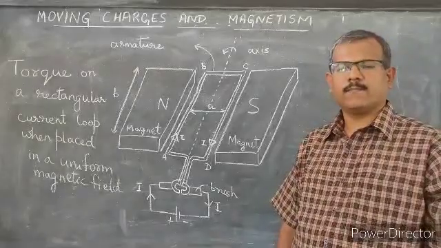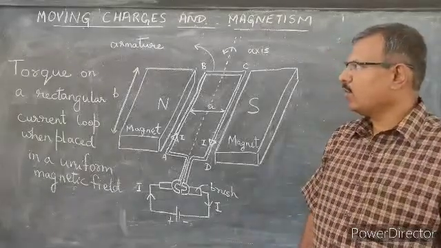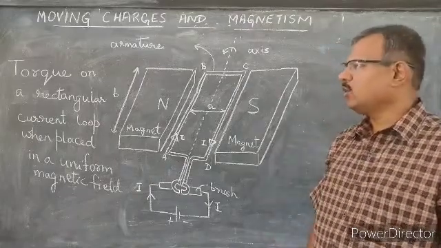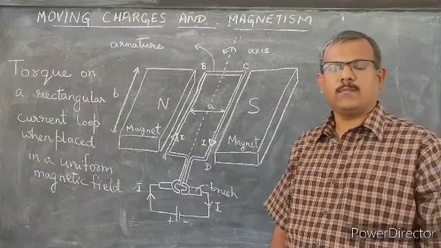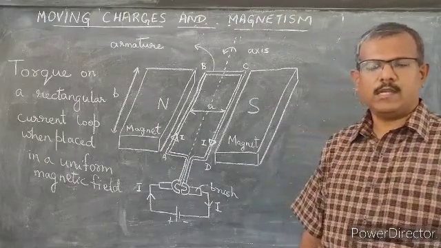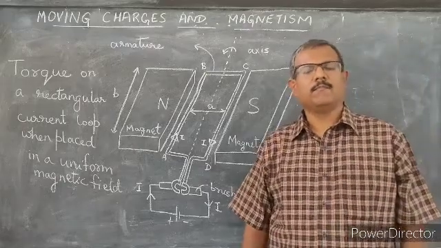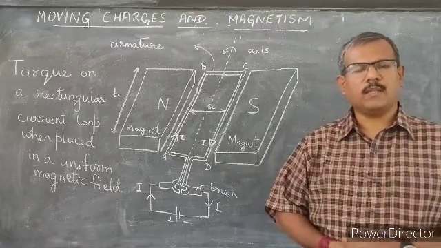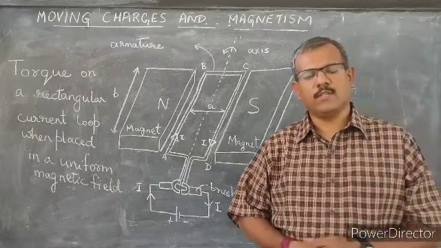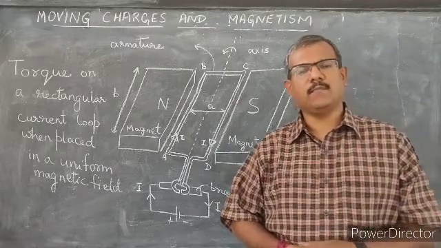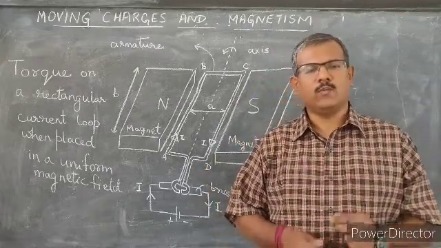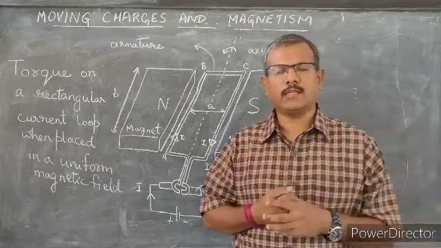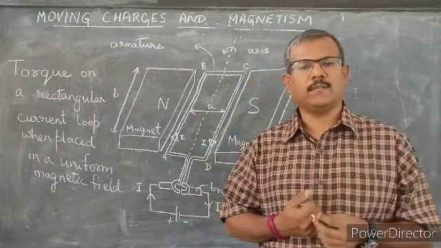We'll discuss the case of torque on a rectangular current loop when placed in a uniform magnetic field. You might have learned about current loops, sometimes also referred to as armatures. An armature is basically a copper wire which is bent into the shape of a loop. The loop can be circular or rectangular.